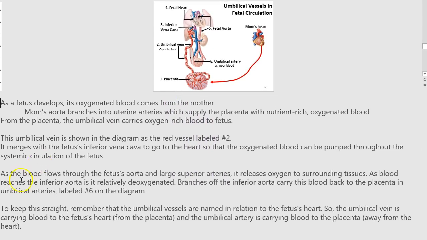Okay, let me show you these notes a little bit. The umbilical vein that's shown in the diagram, that's the red vessel, and it's labeled number 2 up here. The umbilical artery is the pink vessel right here, and it's labeled number 6. The umbilical vein carries oxygen-rich blood. The umbilical artery carries oxygen-poor blood. It's like the pulmonary circuit in that sense, that artery and vein are not matched with the oxygen content of the blood.